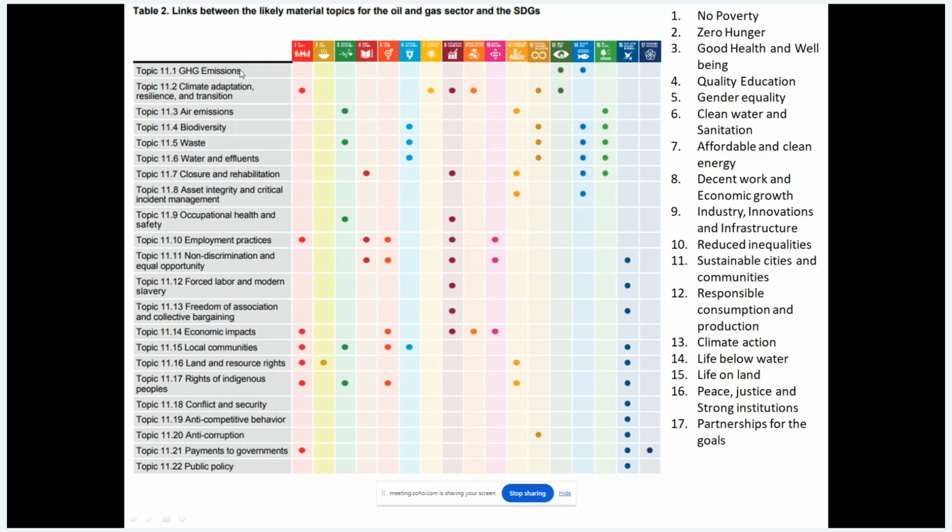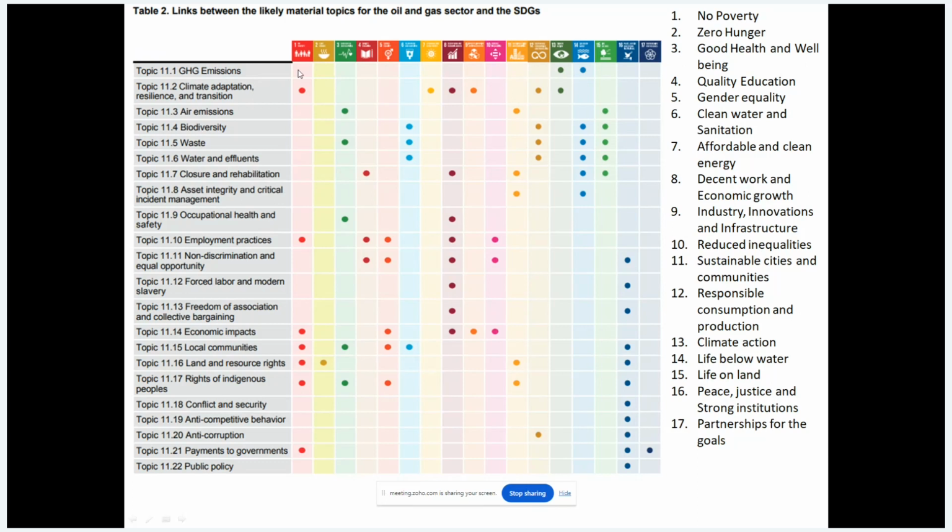So if you see now GHG emissions, the most interesting thing you need to understand is that one of your activities could be impacting more than one SDG. So that is very interesting to note. And see, this is impacting 13 and 14. So GHG emission impacts 13 and 14, which are climate action and life below water. Both these SDGs will be impacted.